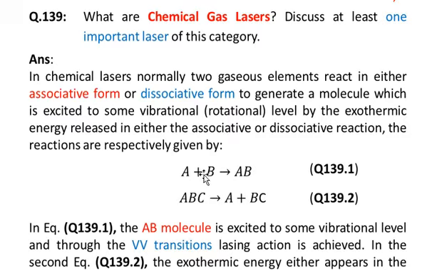A and B in reaction number 1 could be in atomic form or the molecular form, or one could be in atomic form and the other in molecular form, and AB is a molecule which is in the excited state. ABC is a molecule which dissociates to give you A plus BC, where BC is a molecule and A could be in atomic state or in the molecular state. So these are the two reactions.